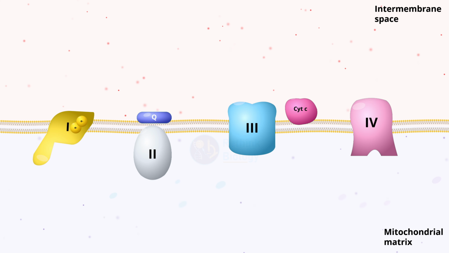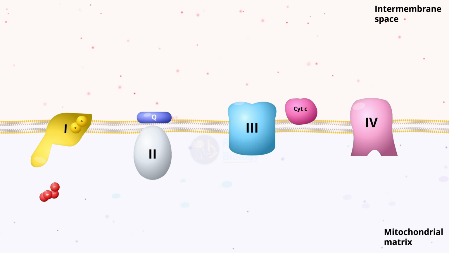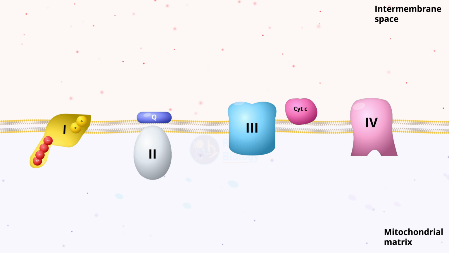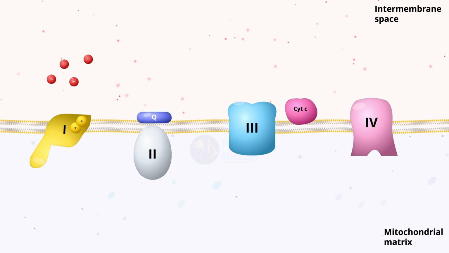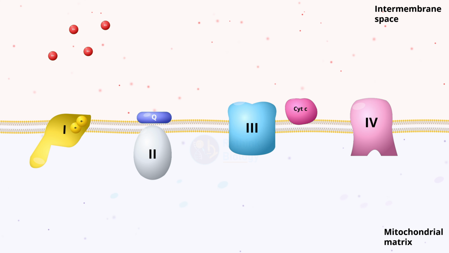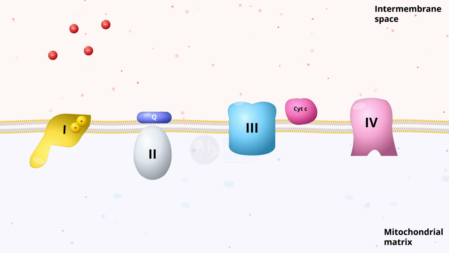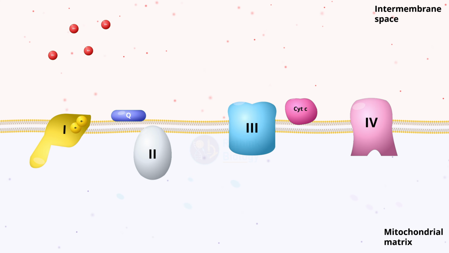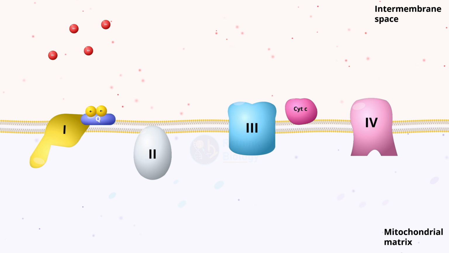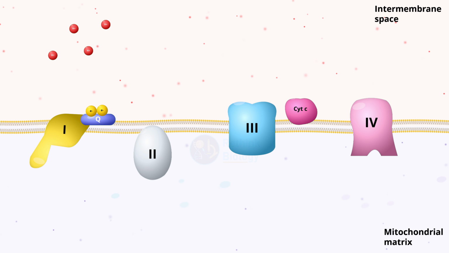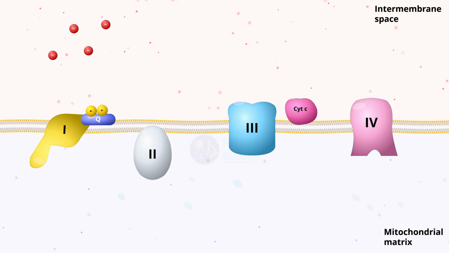Complex 1 grabs 4 protons, also known as hydrogen ions, from the matrix. It pumps these 4 protons across the membrane up into the intermembrane space. The electrons are just the fuel for the proton pumps. After powering complex 1, the 2 electrons are picked up by our first mobile shuttle, coenzyme Q. Coenzyme Q is a hydrophobic molecule which can slide easily through the lipid core of the membrane.